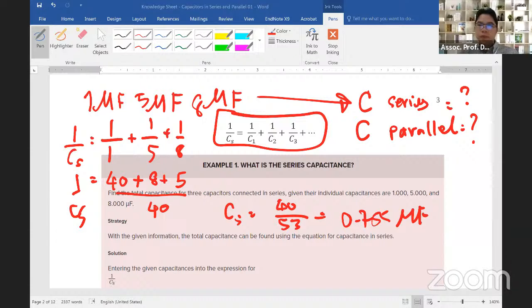When you connect 3 capacitors, that is 2 microfarad with 4 and 6 microfarad together, what is the total capacitance if they are connected in series and parallel? Okay, A and B. A is series, B is parallel. Okay, please.